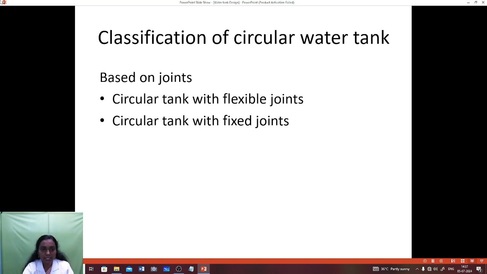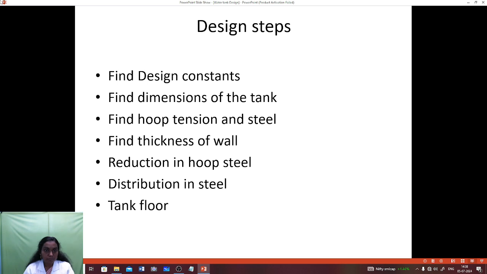Okay. Next one is classification based on the joints. The circular tank with flexible joint, and the other one is the circular tank with fixed joint. Flexible joint means that under the water load the tank wall is flexible. The diameter does not change, but the tension due to the water pressure and the flexible moment act on the tank. The other one is the fixed joint. Due to the water, the basement is fixed. No underground pressure, and shear force like hoop tension does not act on these joints. So now consider the flexible joint method for water tanks.